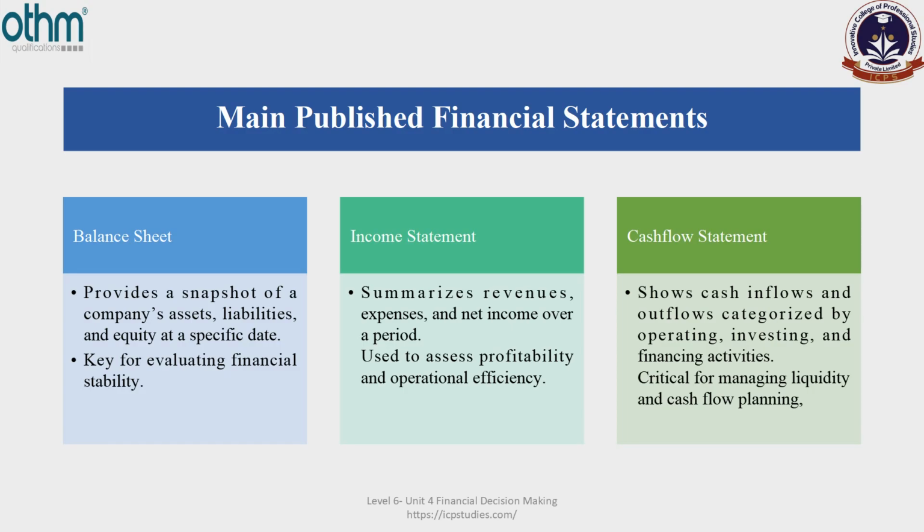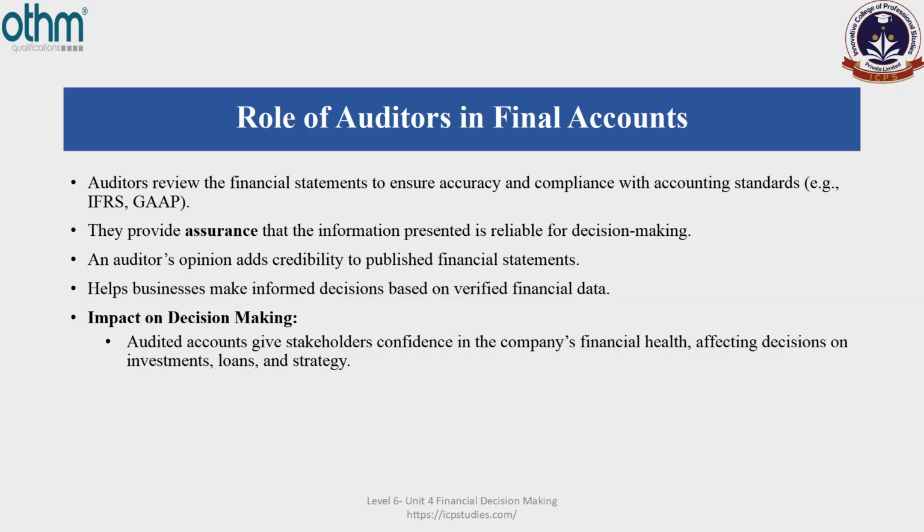First, we have the balance sheet, which provides a snapshot of the company's assets, liabilities, and owner's equity. If you talk about the income statement, then it summarizes revenue, expenses, and net income. If you talk about cash flow, then it shows the cash inflow and outflow categorized by operating, investing, and financing activities.